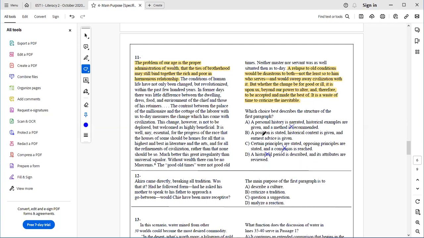So now let's find B. A position is stated. Yes, this is a position because he said "our." There's a position. Historical context is given. I read here, but then he said an earnest advice, nasiha, is given. Yes, he said it's a waste of time to criticize the inevitable. This is a kind of advice. So the answer is B. Myrna, Hala, Yusuf, clear? Clear.